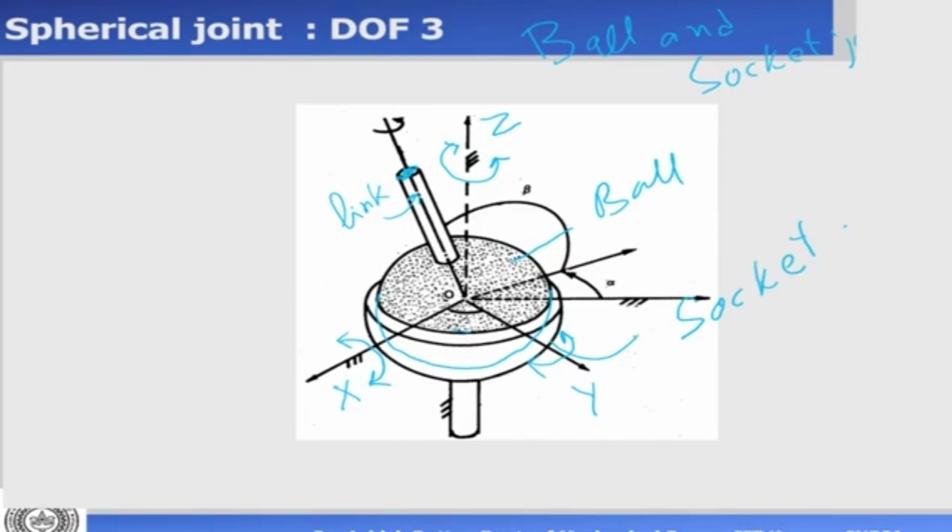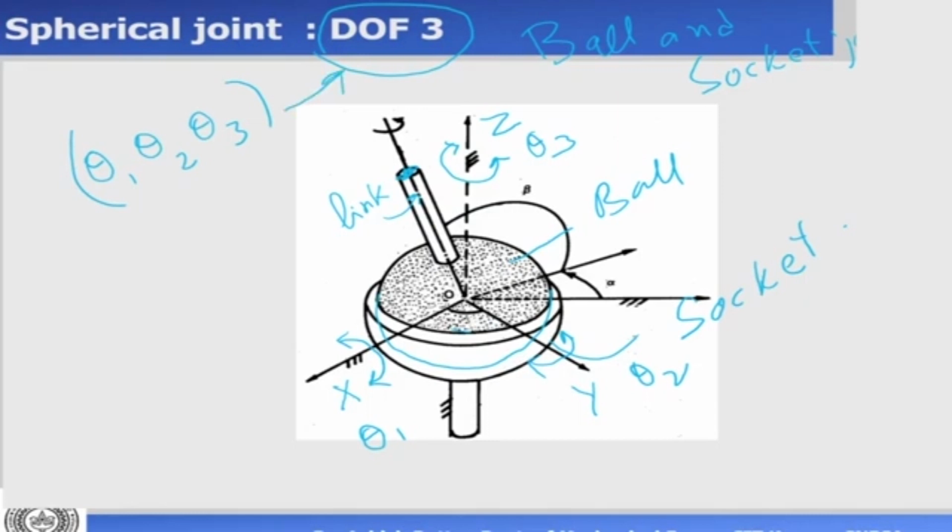What are the variables? Variables can be alpha, beta, and gamma, or we can call this theta 1, theta 2, and theta 3. Okay, so we have 3 axes, and each of these is the rotation about the respective x, y, and z axis. So a spherical joint has 3 degrees of freedom, which has 3 revolute joints, theta 1, theta 2, and theta 3. So it has 3 degrees of freedom. Okay, so the spherical joint, sometimes also called ball and socket joint, has 3 degrees of freedom. So it basically has the maximum variables associated with this joint.